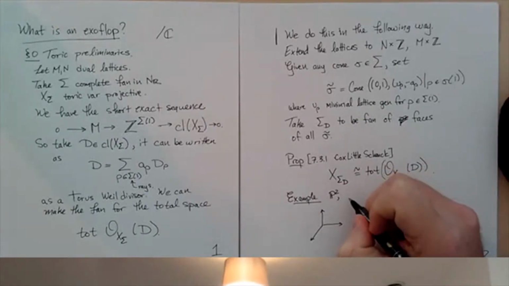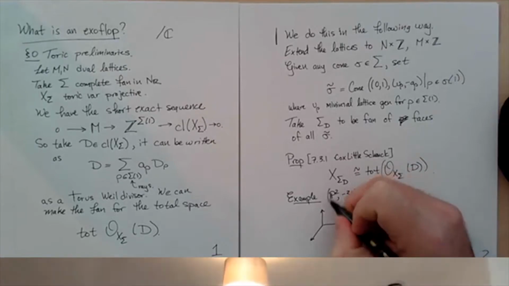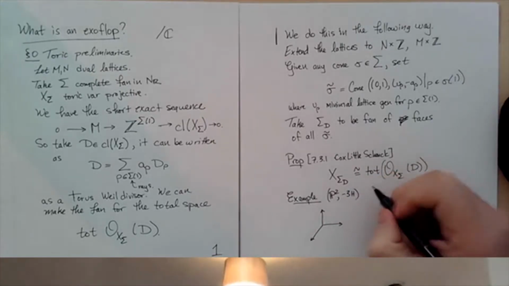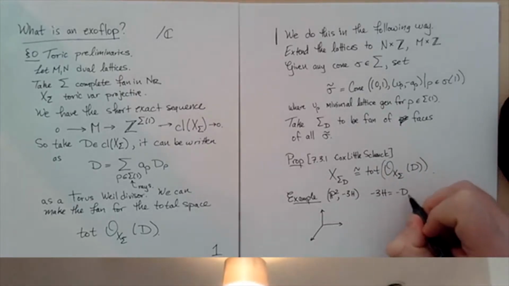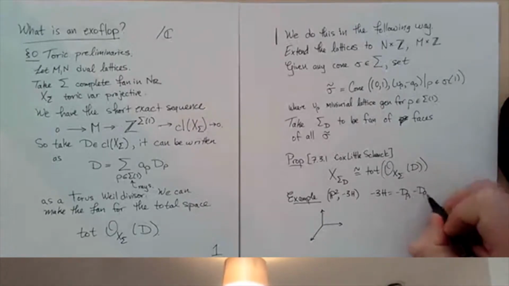And then I'm going to take the divisor to be minus 3h. So minus 3 times the hyperplane class. So I can rewrite that as just minus d rho 1 minus d rho 2 minus d rho 3.